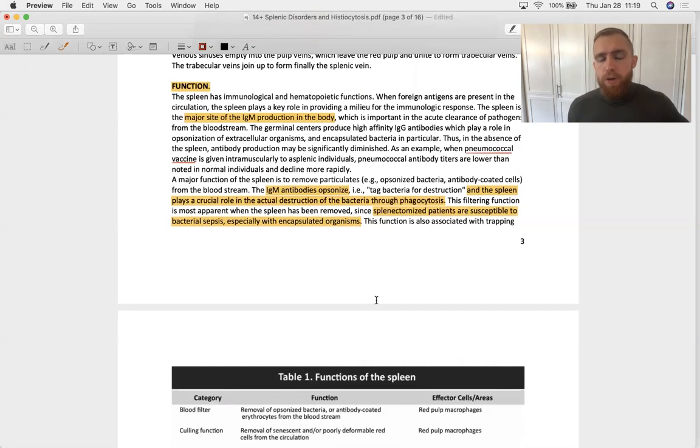The spleen, due to the white pulp having so many B cells, is the major site of IgM production in the body. Remember, IgM is a pentamer. It's the rapid response immunoglobulin, and you don't have the class switch out of anything. IgM is the default for B cells. So IgM opsonizes bacteria, tags them for destruction, and then macrophages of the spleen are very important in pulling those bacteria out of the bloodstream, just like how those macrophages pull senescent red blood cells out of the bloodstream.